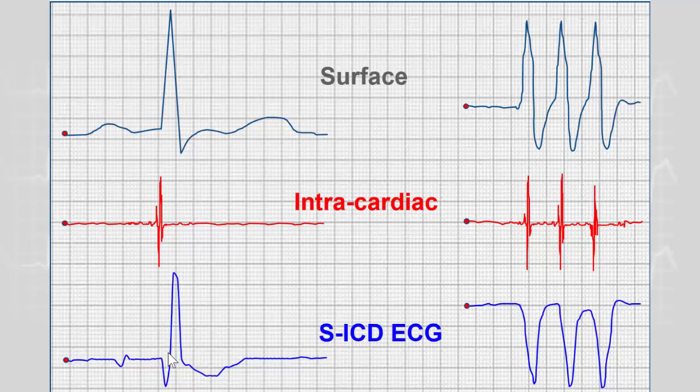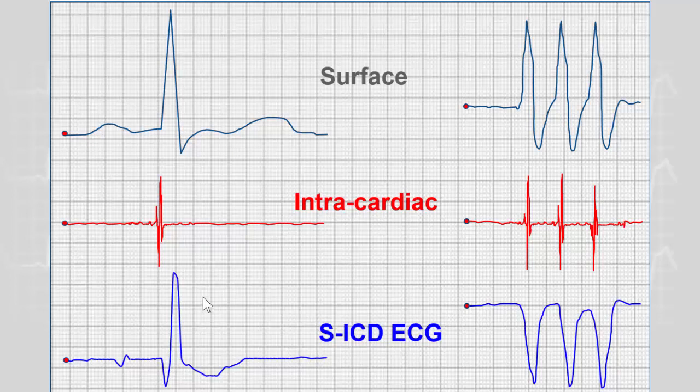Since the duration of the signals is longer, the device will use a longer post-sensing refractory period to avoid double counting of the QRS complex. So in a subcutaneous ICD, the post-sensing refractory period will be between 160 milliseconds and 200 milliseconds according to the heart rate.